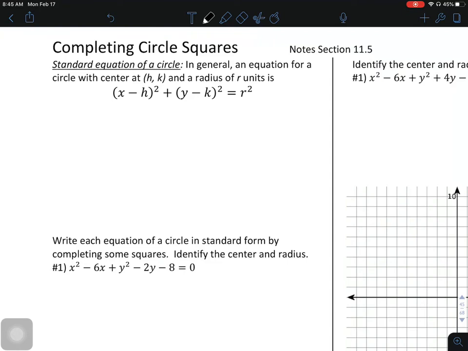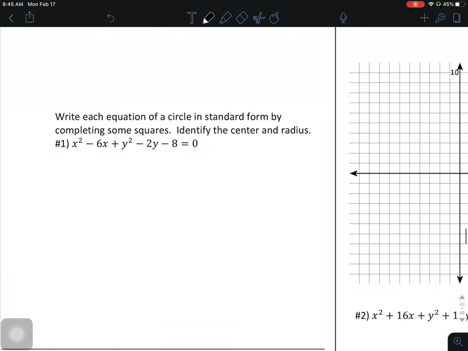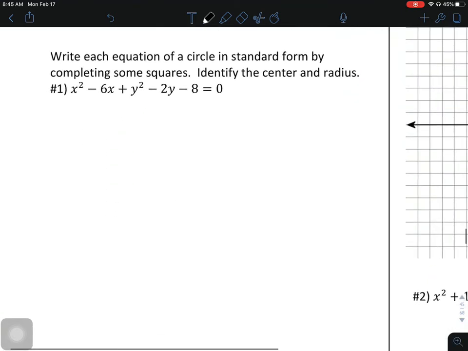Circle squares. Standard equation of a circle, if you recall: the difference of x and h, quantity squared, plus the difference of y and k, quantity squared, where h and k are the center. This equals the radius squared. We're supposed to write each equation in standard form by completing some squares. Identify the center and the radius.